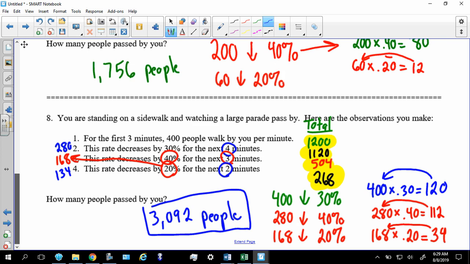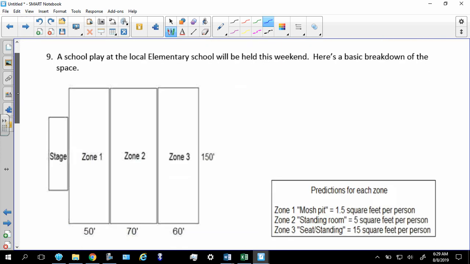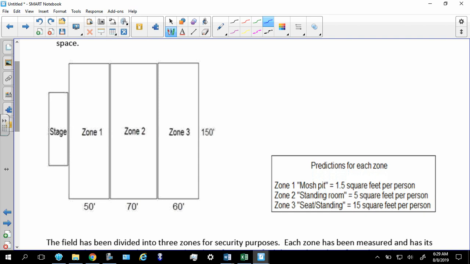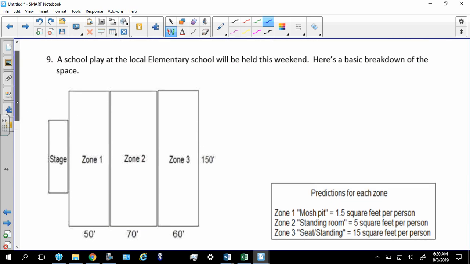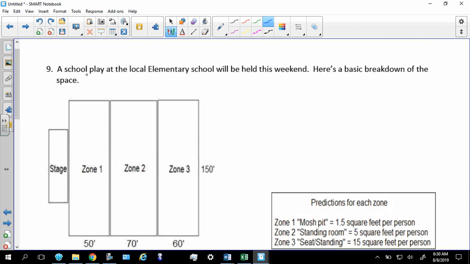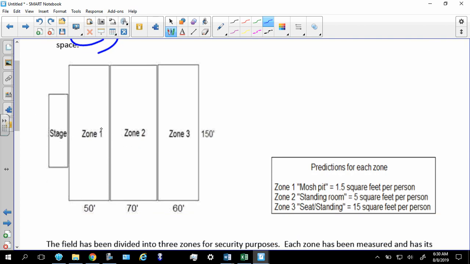All right. Now this is a question that was on one of your worksheets, but I don't think we actually did it. All right, so what we have here is a setup to, looks like a concert of some sort. A school play. So a school play, there's the stage. You have zone 1, zone 2, zone 3. This is another people over space situation. It's people over space. The only difference is rather than giving it to you in a word problem, I gave it to you in a diagram, or I'm sorry, a picture.